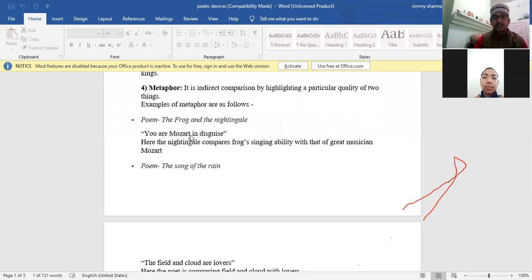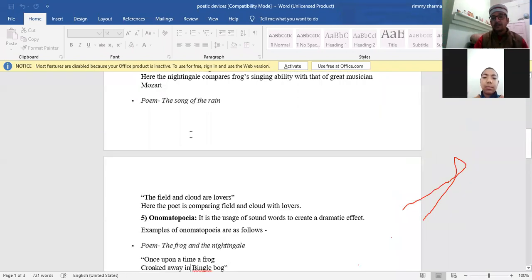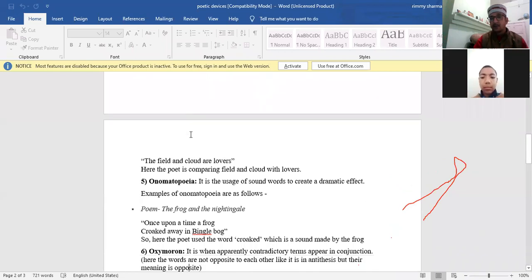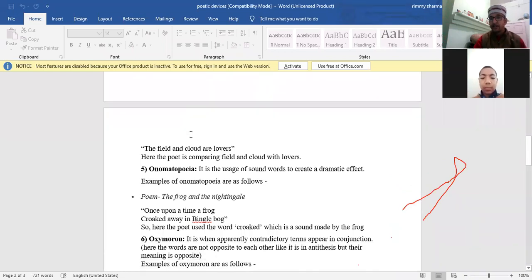Fine, he was a lion in the fight. You are comparing a person to a lion in a fight. He fought very, very bravely. Fine, his immense bravery is being compared to that of a lion or a tiger. That is a metaphor. The field and cloud are lovers. Here the poet is comparing field and cloud with lovers, how they come together and create rain. This is again a metaphor. Fine. So metaphor is a very, very important poetic device.